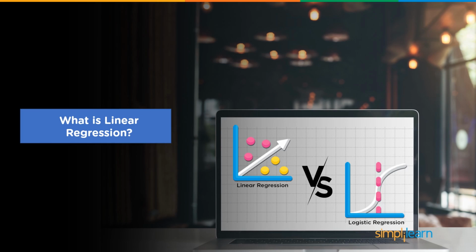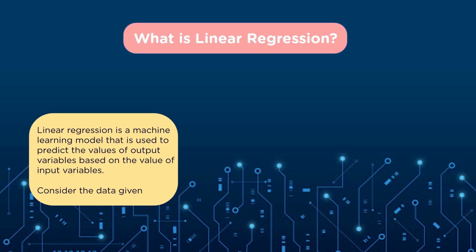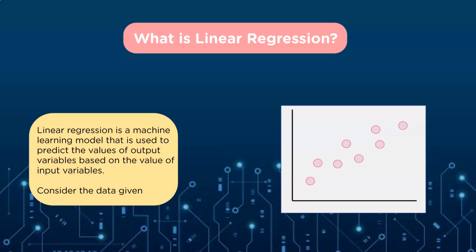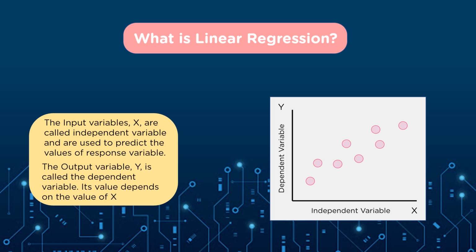So if that is categorical, what is a linear regression? How does that all fit together? Linear regression is a machine learning model that is used to predict the values of output variables based on the value of the input variables. Consider the data given. You can see here we have a group of data going up, and if you mentally group it together, you can see there's a pattern, almost like a line. The input variable x is called the independent variable and is used to predict the values of the response variable. The output variable y is called the dependent variable. Its value depends on the value of x.